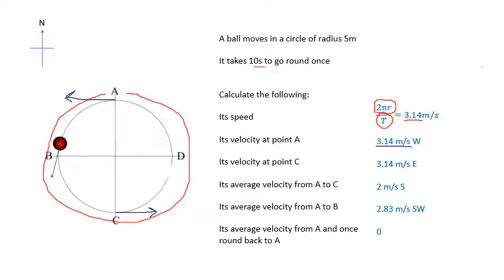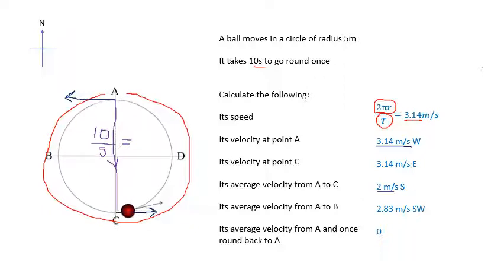Now it gets a little trickier. Its average velocity from A to C. Now from A to C, if I draw a line there, that's its displacement from A to C. That distance is 10 meters because it's 2 radii. It takes 5 seconds to do that because it takes 10 seconds to go around once. So its average velocity from A to C will be 10 divided by 5, which is 2. Okay. Then lastly, and if you got this one right, I am very impressed.